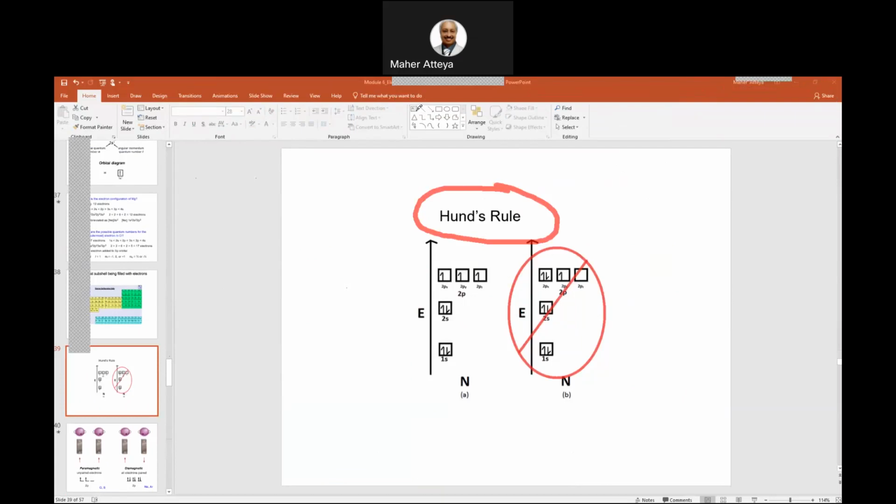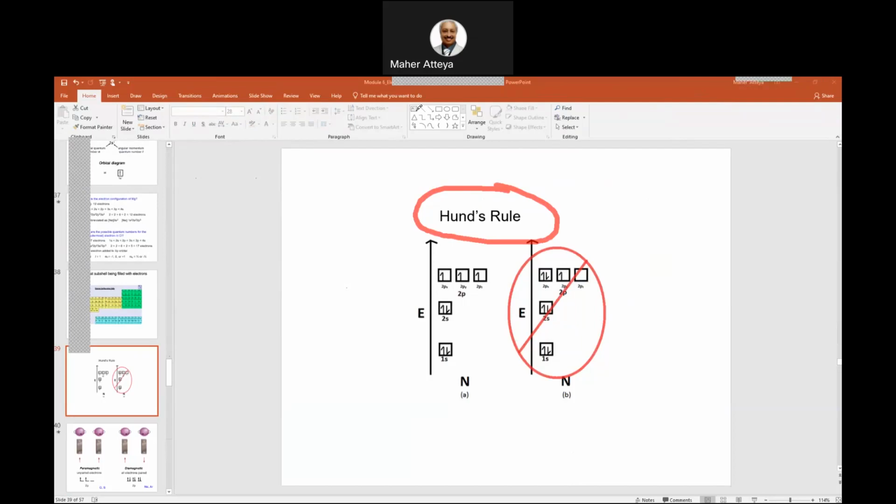Pauli says its rule or law: the maximum occupation of any orbital has to be 2 electrons, cannot exceed 2. And those 2 electrons have a condition on them. They have to have different spin. One will spin clockwise, the other has to spin counterclockwise. So Pauli is maximum 2 per orbital, and they have to have different spin.